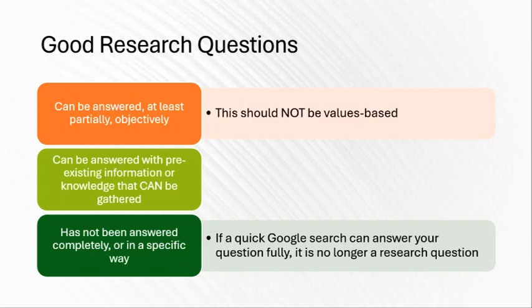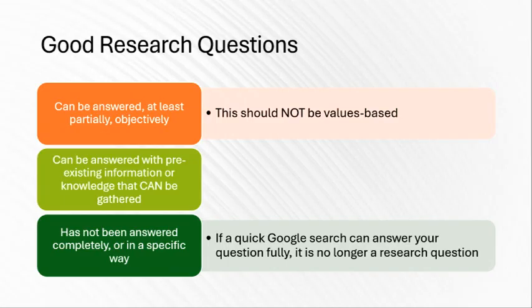Another sign of a good research question is that it can be answered with pre-existing information or knowledge that can be gathered. The idea here is that you can answer this question without having to reinvent the wheel. You can pull in information that already exists to help formulate your answer. You can bring in some ideas that already are out there that can help answer a question that just hasn't been asked yet. So that's fair.